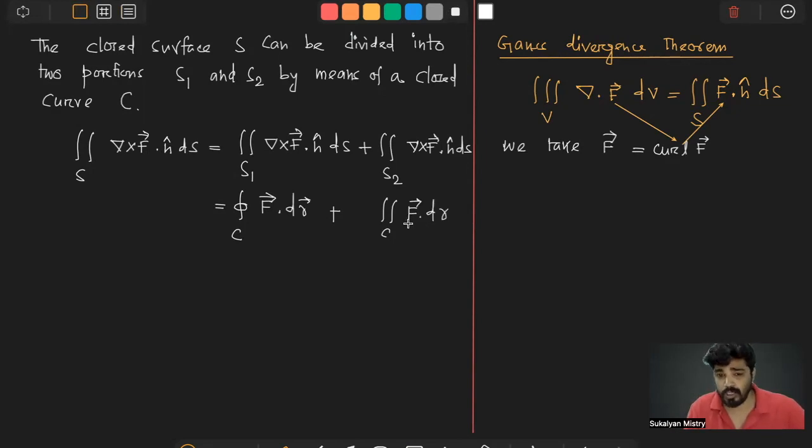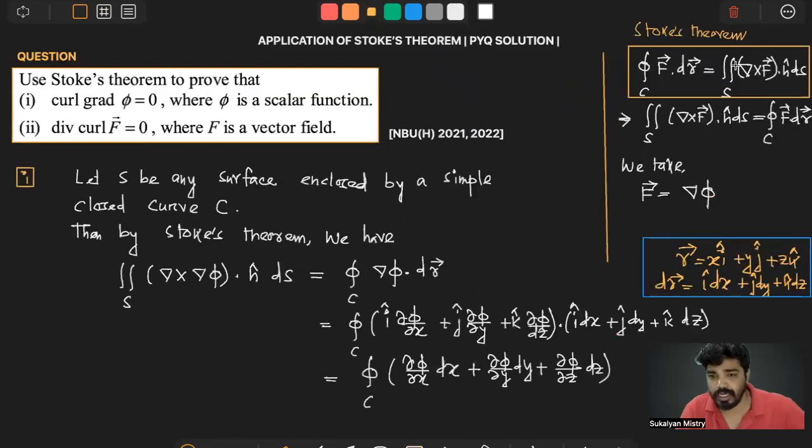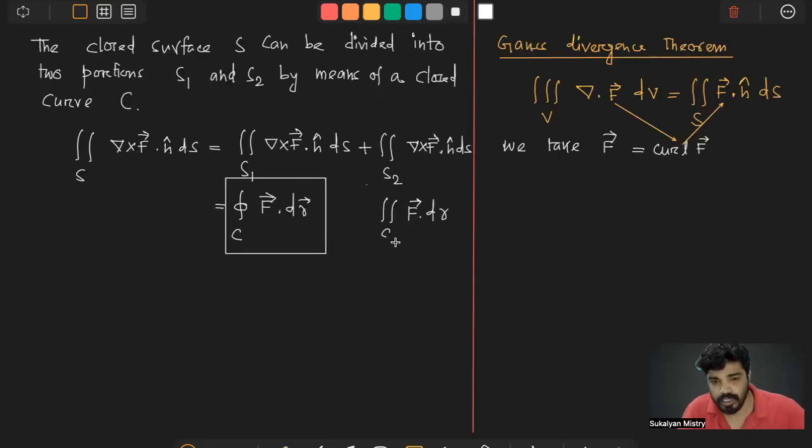What did I apply? Stokes theorem. I think up to this is clear. The double integral over S1 of del cross F dot N dS, by Stokes theorem, is the integral over C of F dot dr. S2 is a surface enclosed by the curve C, and S1 is a surface enclosed by the curve C. So the double integral over S2 of del cross F dot N dS is also the integral over C of F dot dr, and that is what I apply here.